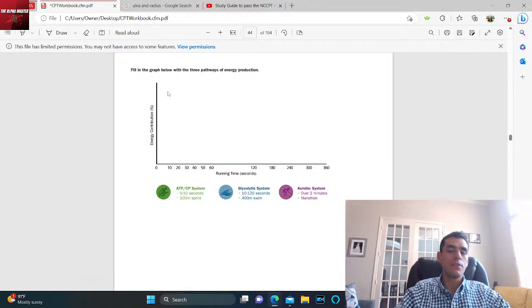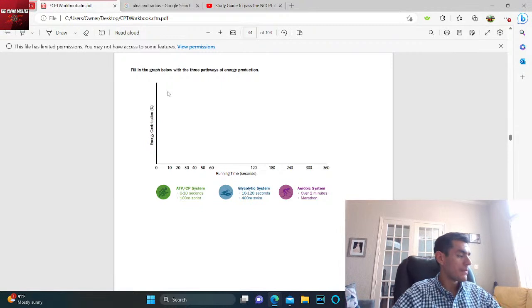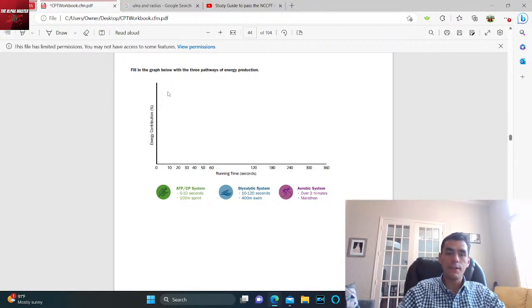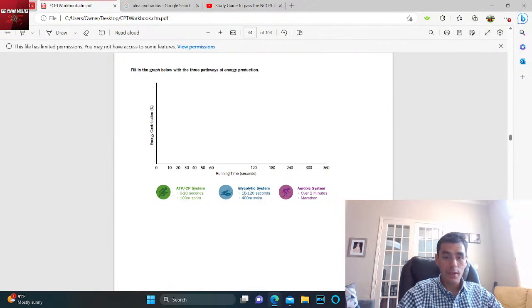Here, you have ATP-CP that lasts from 0 to 10 seconds, and the percentage of energy contribution or energy supply depletes immediately after 10 seconds, like a 100-meter sprint. The glycolytic system lasts from 10 seconds to 2 minutes, like a 400 meter swim, and it reaches a high point and then goes down. The aerobic system, over 2 minutes, is the oxidative pathway, like a marathon, and it develops slowly, it increases slowly.